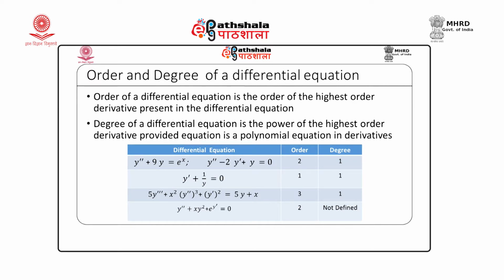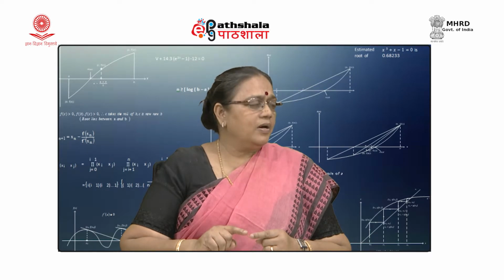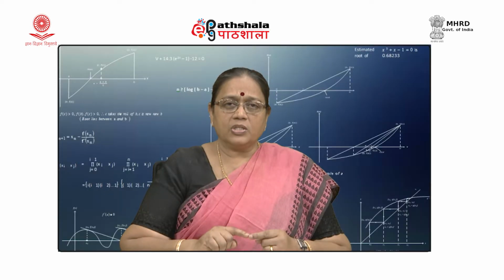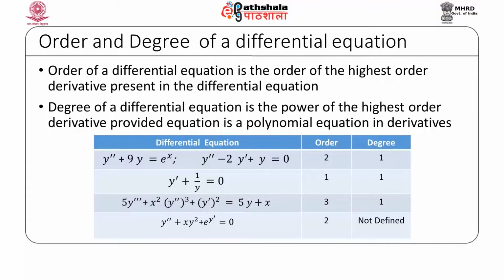In the third, it is y triple dash, that is a third order, and the power is 1 of the highest order derivative, namely third. So, the degree is going to be 1. Do not get carried away by the power 3 of y double dash, because the order is 3, the highest order derivative is y triple dash, d3y by dx3, and its power is 1. So, the degree is going to be 1.